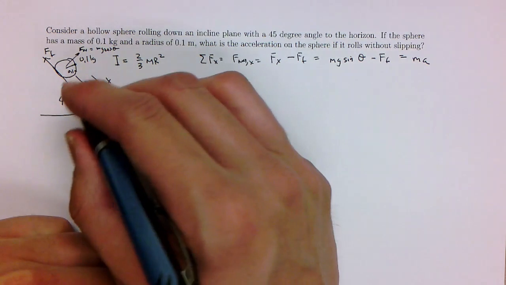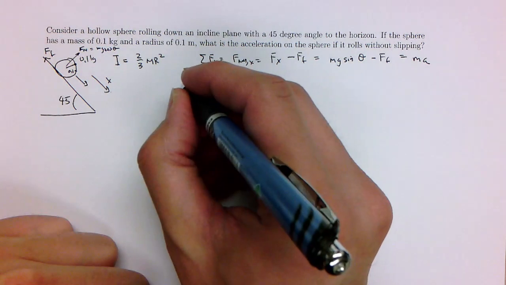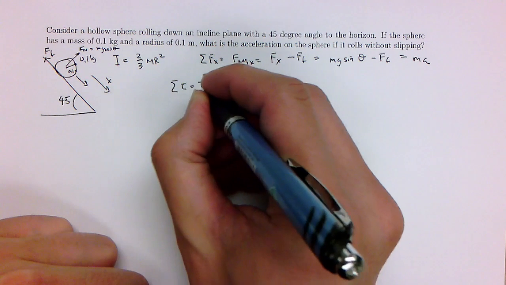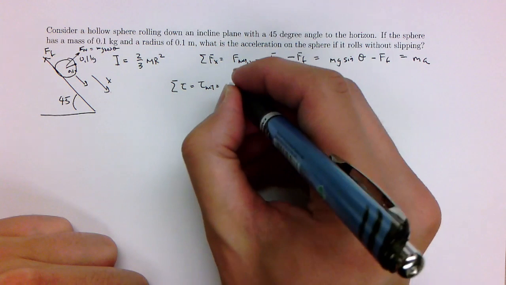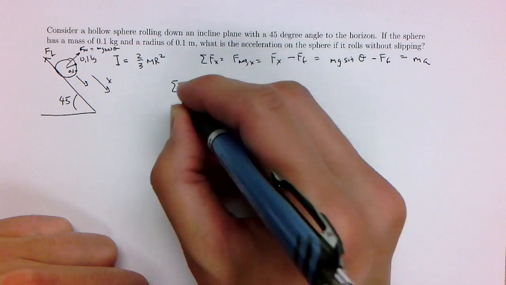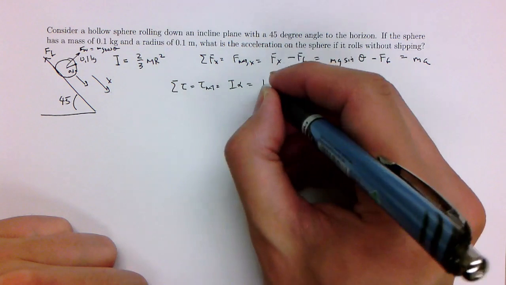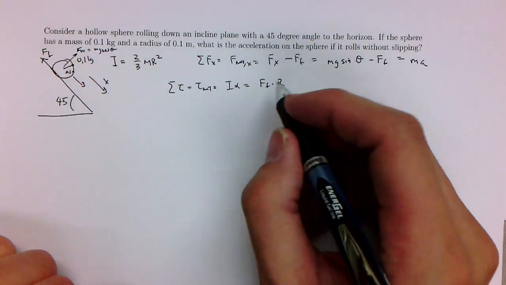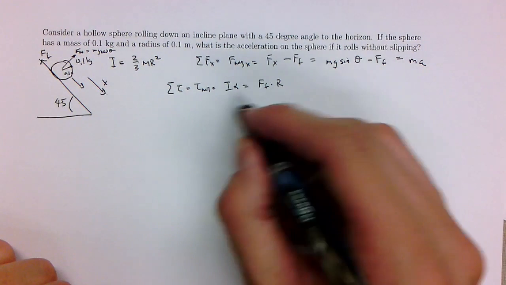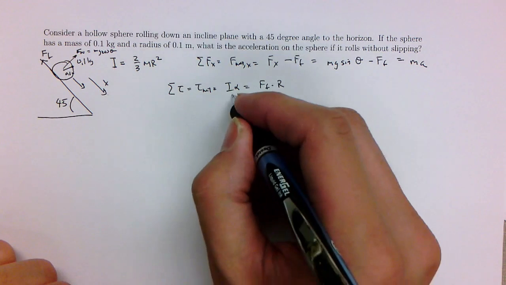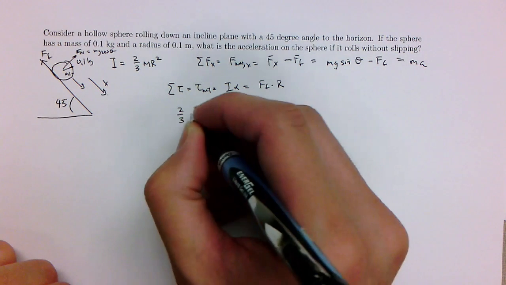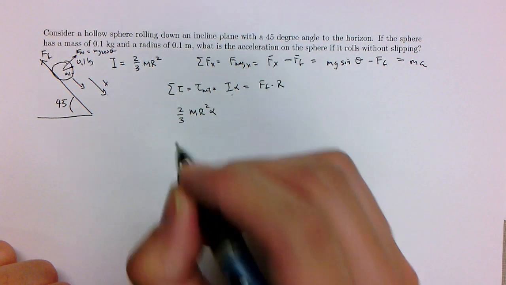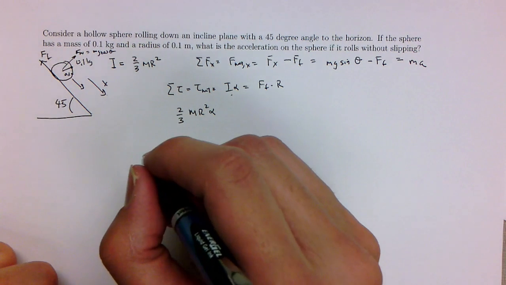Now, this thing's also rotating. The force of friction is causing it to rotate, so we have to sum up all the torques as well. The sum of all the torques, torque net, is equal to I times alpha, and the sum of the torques is just simply going to be the force of friction times R. So let's solve this equation first. I is going to be 2/3 mr squared times alpha.